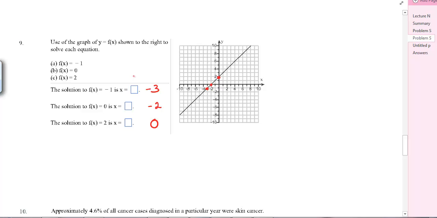Solve each equation. So this says the solution to f of x equals negative 1. So when y is negative 1, remember f of x is like y, so when you're at negative 1 on the y, what's the solution there? That x value is negative 3. When y is 0, you're here, and the x value is negative 2. When the y value is 2, you're at 0 on the x-axis. So that's how you're doing those.